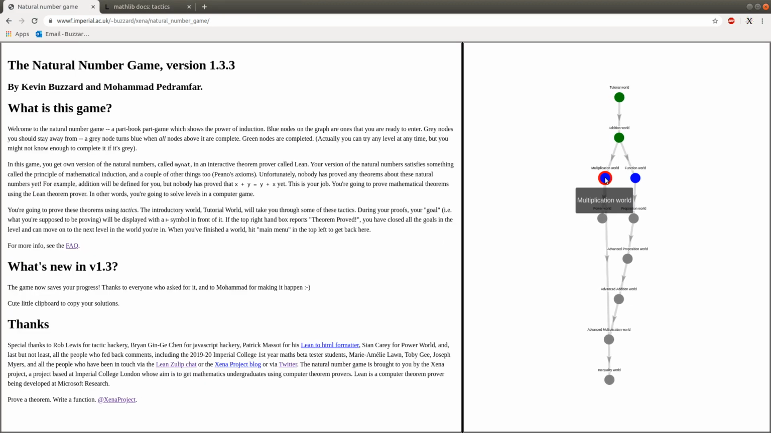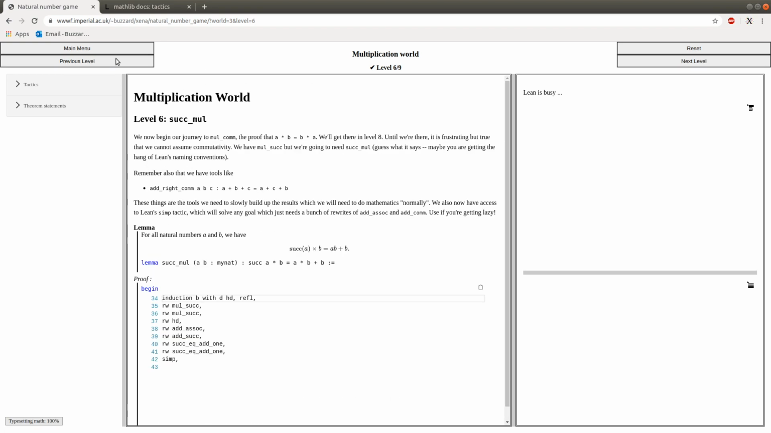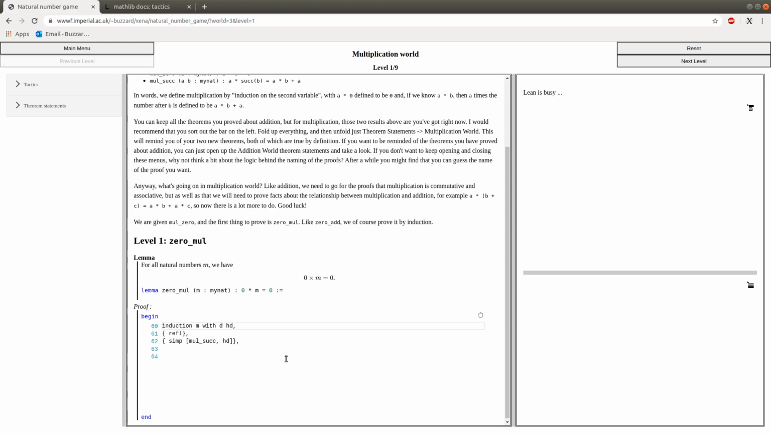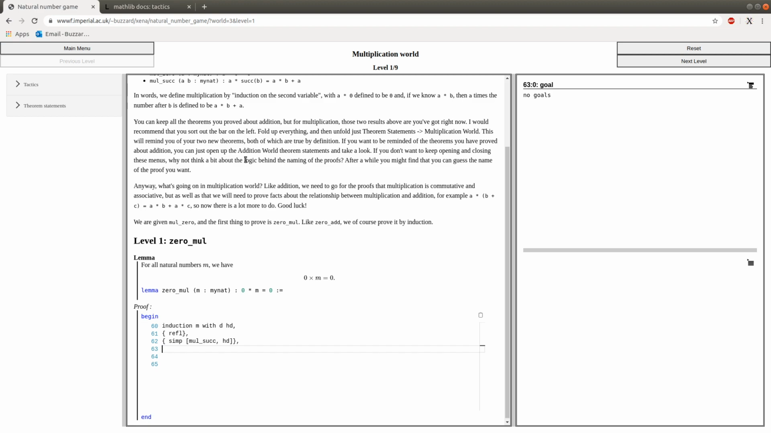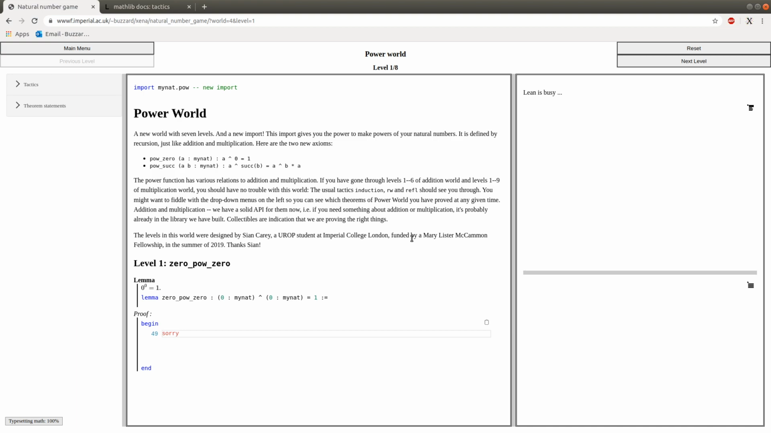Oh no, it isn't the end of multiplication world. I must have forgotten. Have I missed a tick? Where's the tick? Oh man, the very first one. Come on. Go on, proof complete. You know you want to give me that tick. Oh yeah, finally. Great. So now I'm finally into Power World.